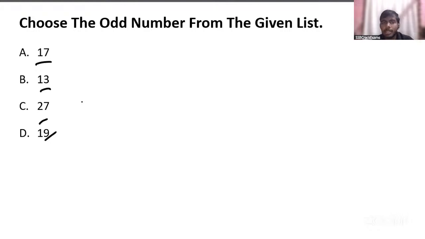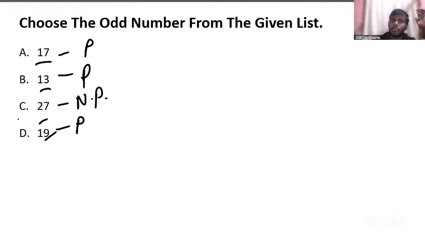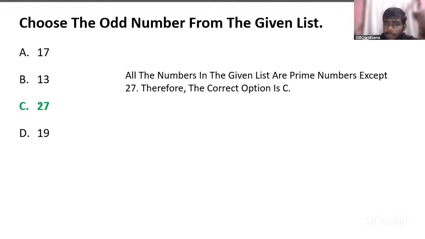Are they odd and even? Can I separate them into odd numbers and even numbers? No, I can't. All are odd. So can I separate them into prime, non-prime, or divisible, non-divisible? I will go one by one. Prime, non-prime: 17 is a prime number. It is not divisible by any number other than 17 and 1. 19 is also a prime, but 27 is not prime. So my most probable answer will be 27. Let's see, 27. The answer and the logic are the same.